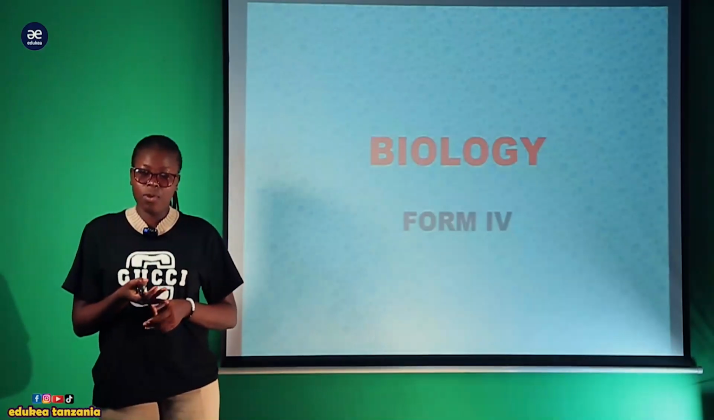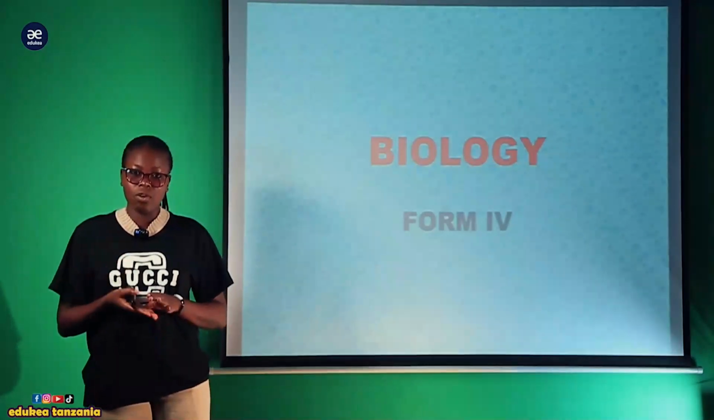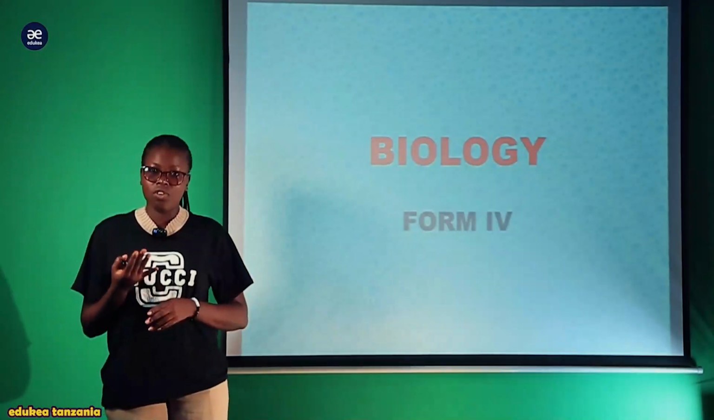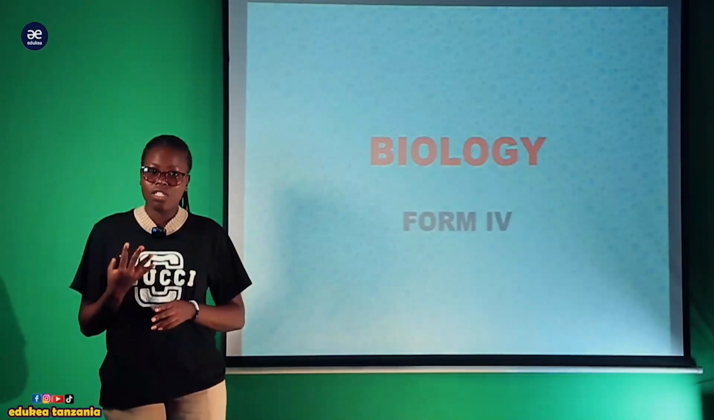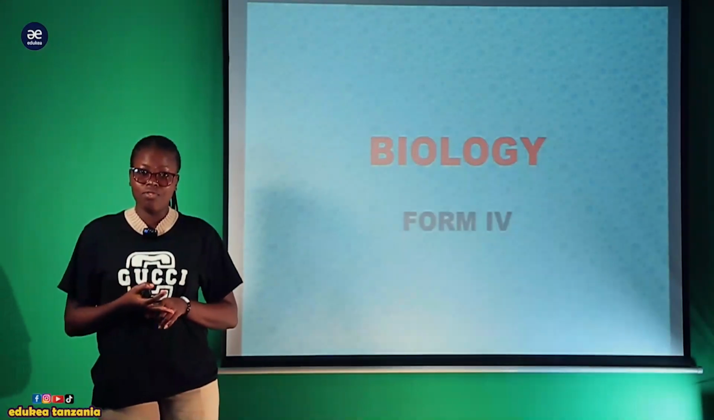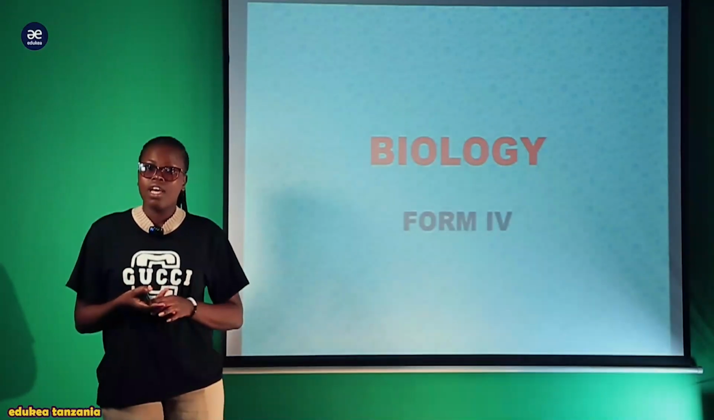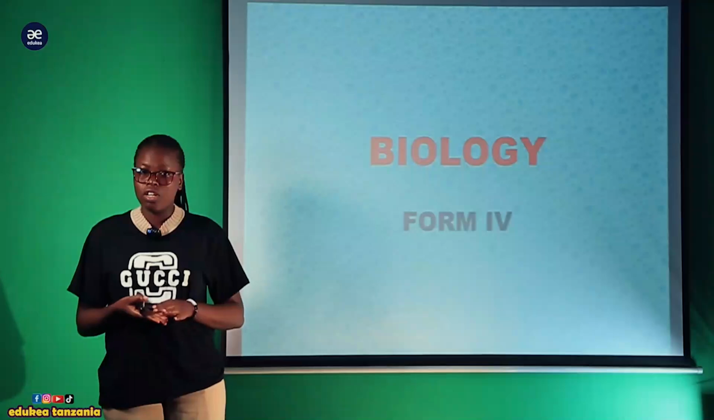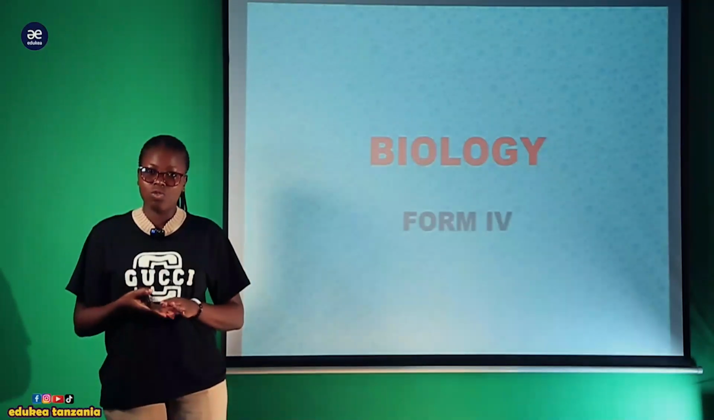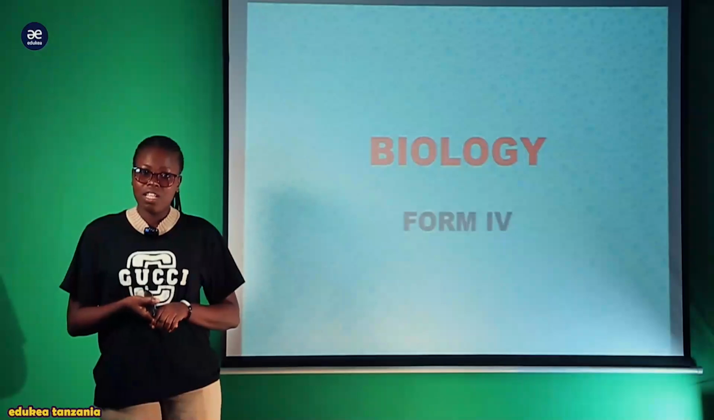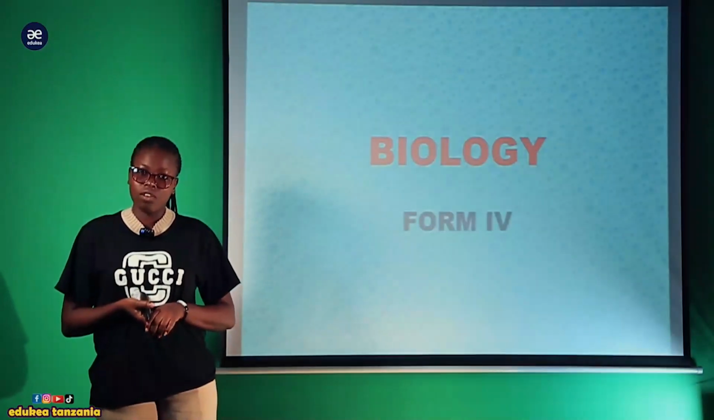In Form 1, you saw that there are 5 major kingdoms. The first one is Kingdom Monera, the second is Kingdom Protoctista, which you covered in Form 1. Also in Form 2, you discussed the Kingdom Fungi and its divisions, and the Kingdom Plantae, where you saw 2 divisions. Also in Form 3, you discussed the remaining 2 divisions of the Kingdom Plantae.